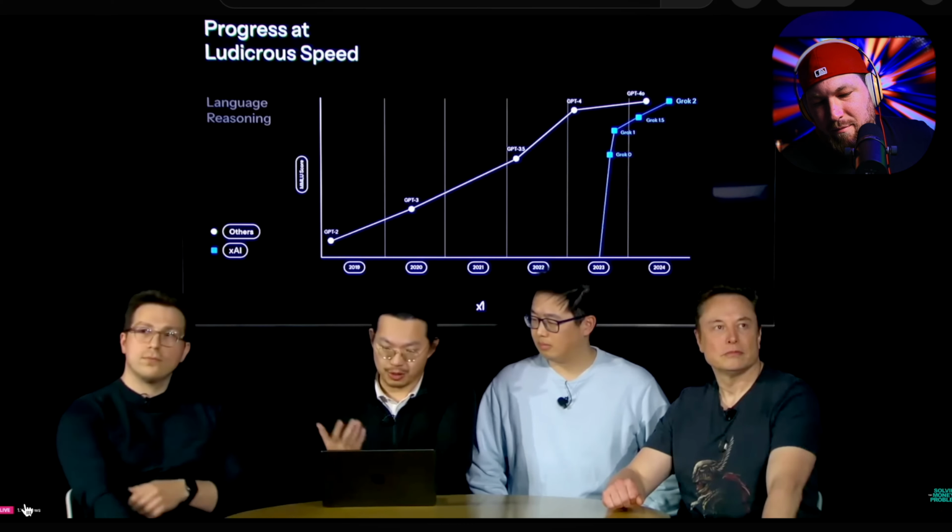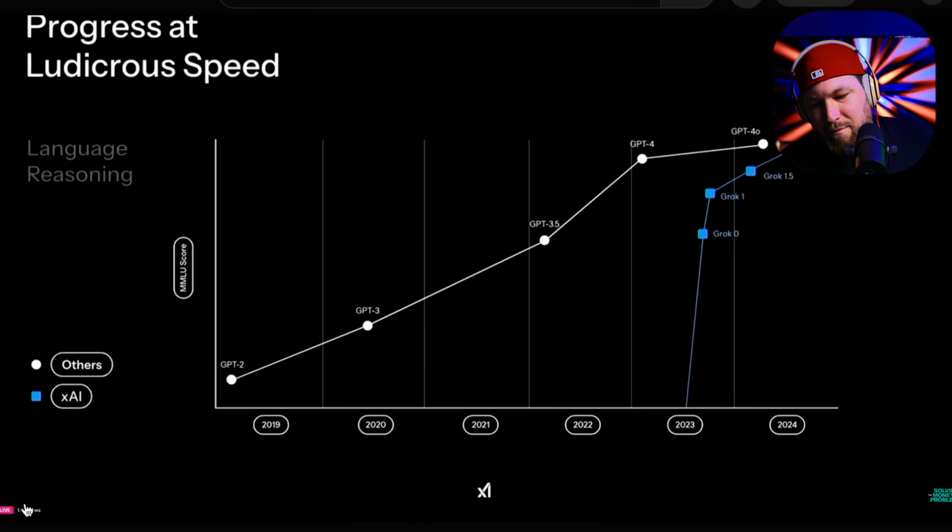So, yeah, if we charted XAI's progress in the last few months, it's only been 17 months since we started kicking off our very first model. Grok 1 was almost like a toy by this point, only 314 billion parameters.